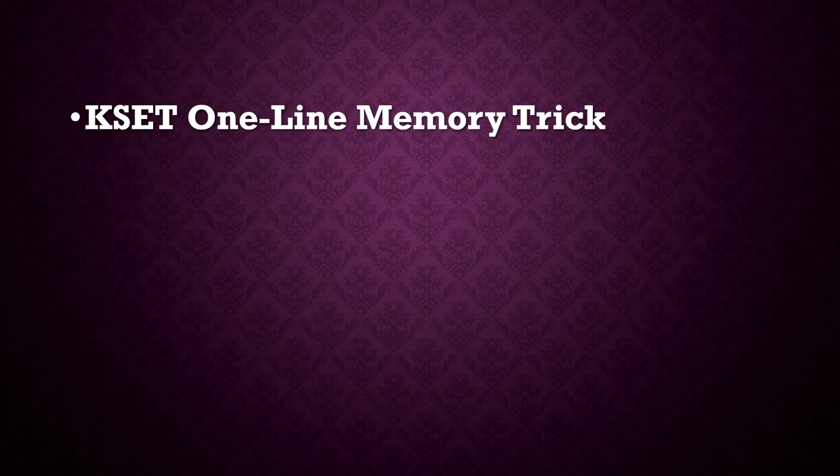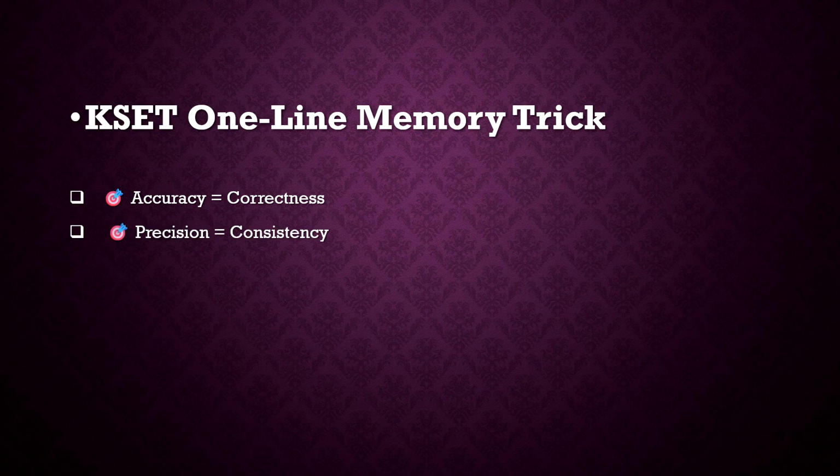Okay, so KSET one-line memory tricks. If they ask in a KSET exam, you have to remember it in one way. Accuracy means correctness, that is, closeness to the true value. Precision means consistency. In options, consistency will come. That is precision.